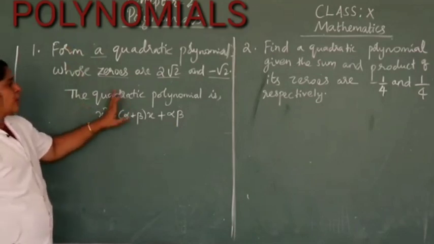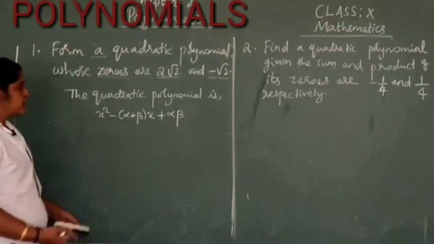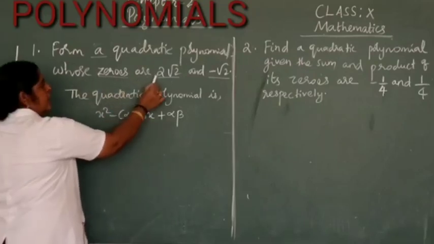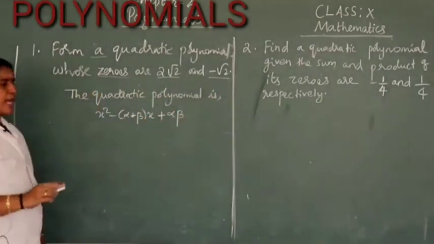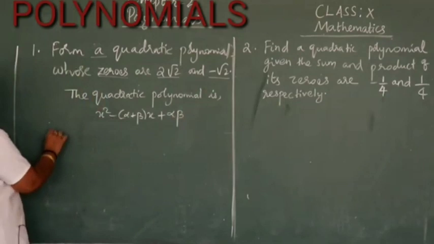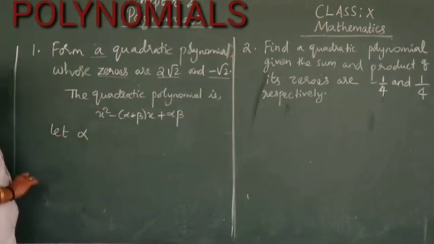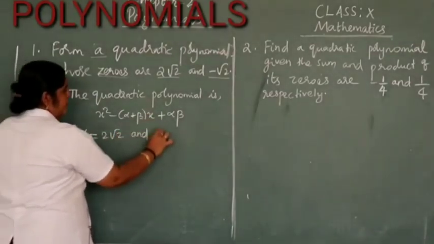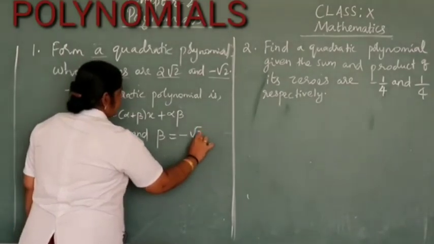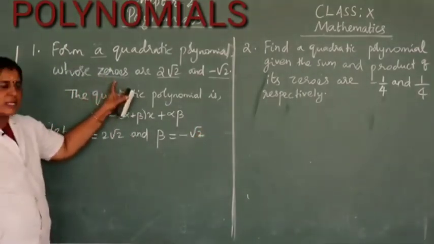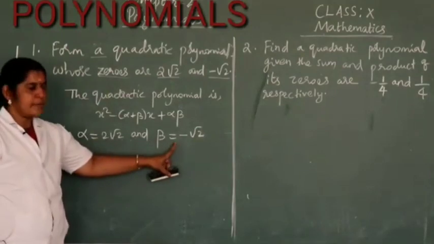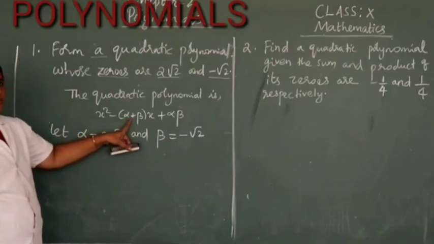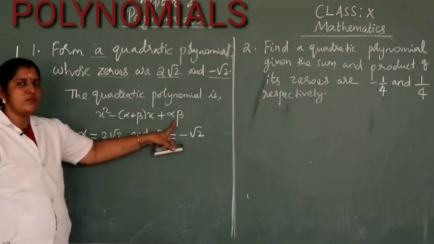So for this, to find the polynomial, what are the things we require, children? Because the zeros are given: 2 root 2 and minus root 2. You know how we assume the zeros. Let the first zero, 2 root 2, be alpha, and the second zero, minus root 2, be beta. So assume the given two zeros as alpha and beta. Now in order to form the polynomial, what do we need? We need the sum of the roots, alpha plus beta, and the product of the roots, alpha beta.